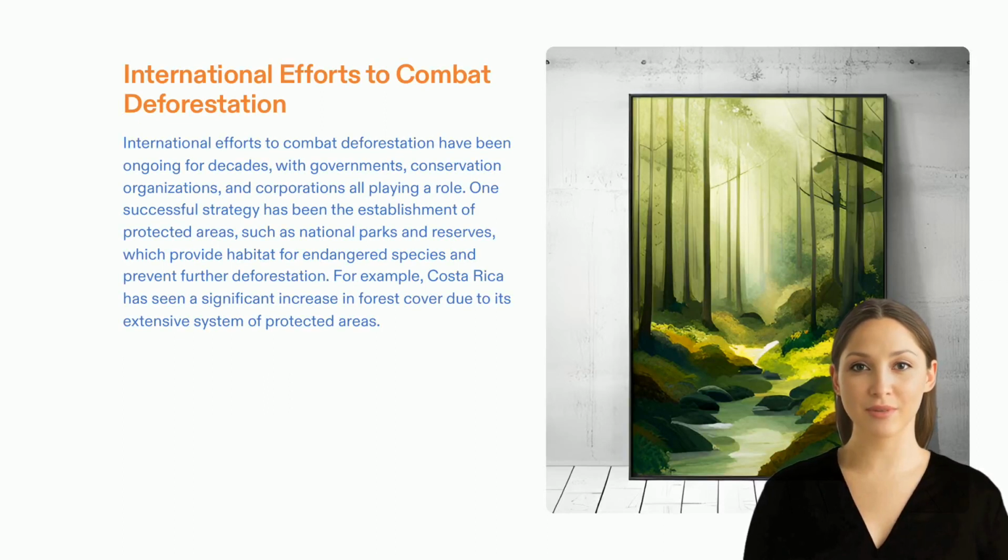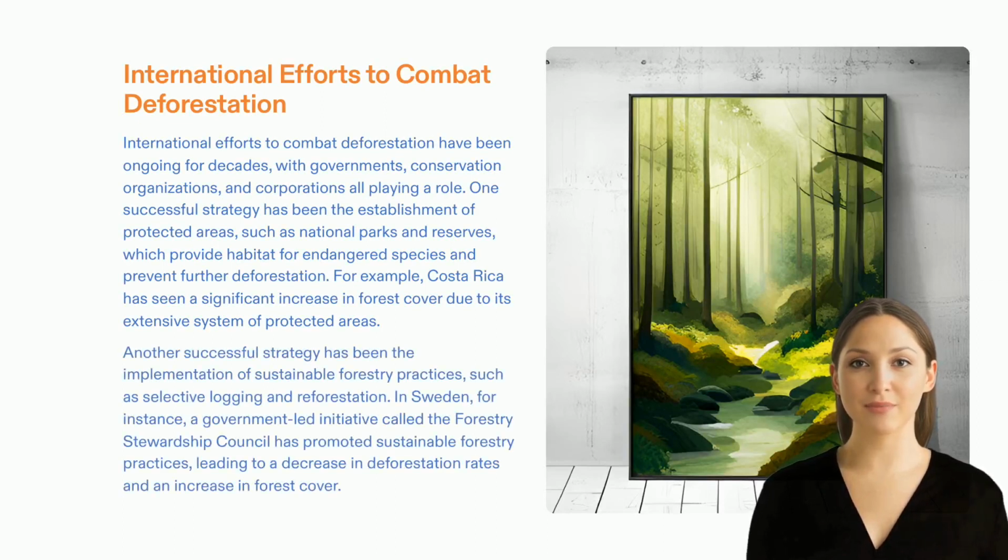Deforestation is a major global problem with devastating impacts that have been felt for decades. To address this issue, governments, conservation organizations, and businesses have taken various steps to reduce deforestation. Protected areas, such as national parks and reserves, provide vital habitats for endangered species and can help prevent further deforestation. Costa Rica, for instance, has seen a large increase in forest cover largely due to its protected lands.